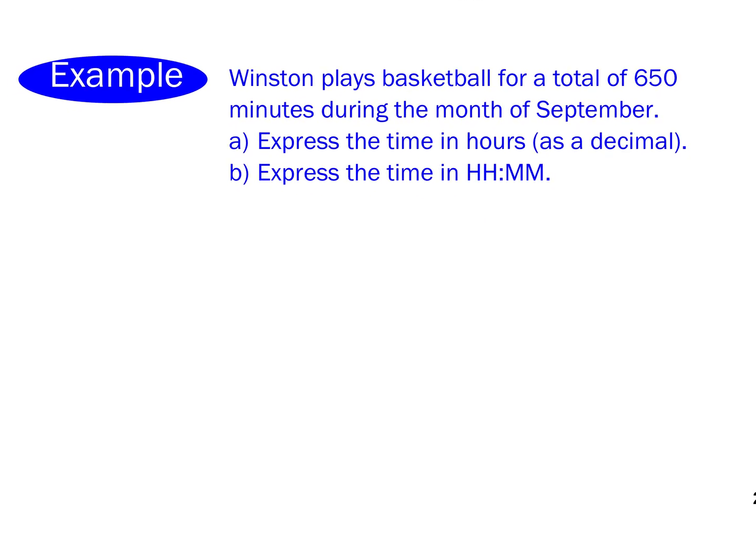Winston plays basketball for a total of 650 minutes during the month of September. What is this in hours as a decimal? So, because we know the total number of minutes, we know it's 650. What are we going to do with 650 to turn it into hours as a decimal? Divided by 60. We're going to divide it by 60. And when we do that, we get 10.83 hours.